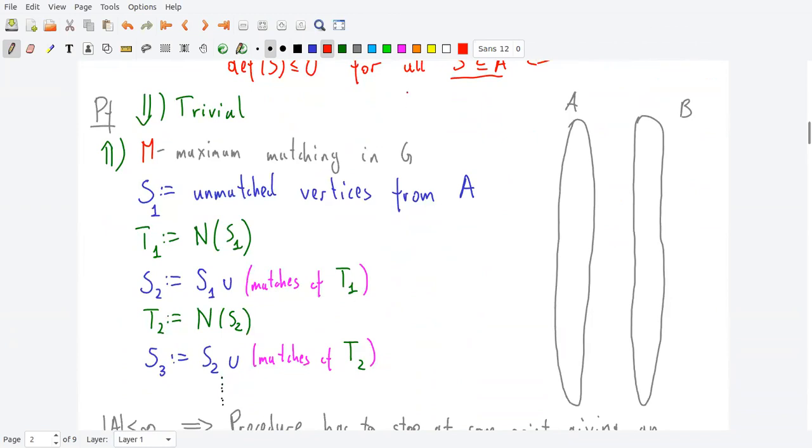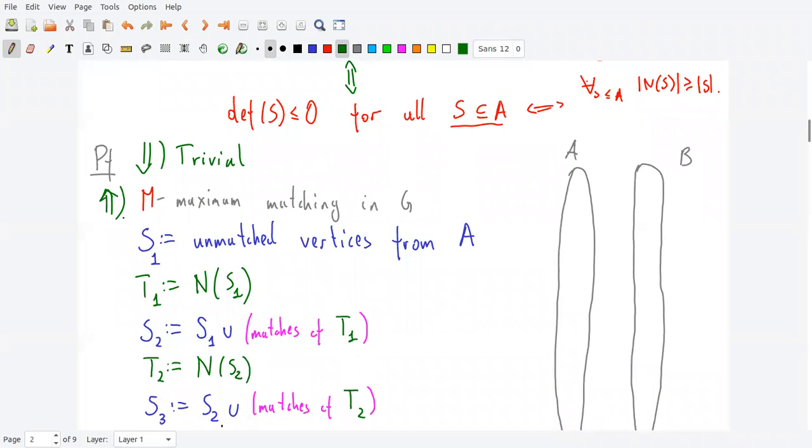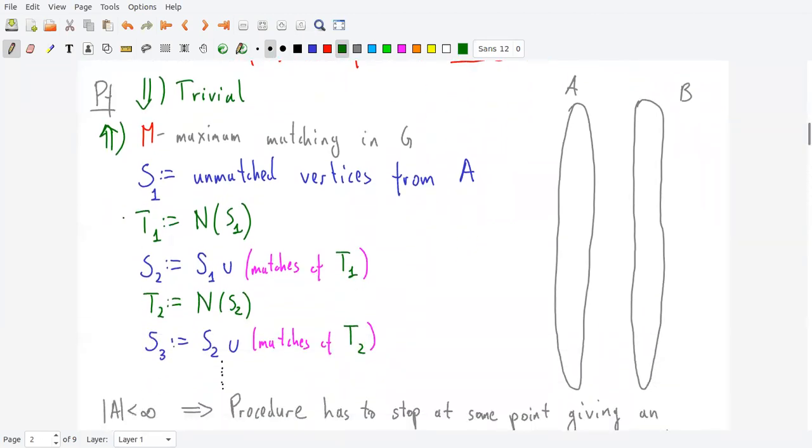So one implication is trivial. The top to bottom implication is trivial. We have already seen it in the lemma above. If we have a set of positive defect, then definitely some element of this set cannot be matched. Yeah, so now we are left with the bottom to top implication. So an implication where we want to show that if the defect of every set is non-positive, then actually we can find a matching that saturates A. Right, so how do we do it?